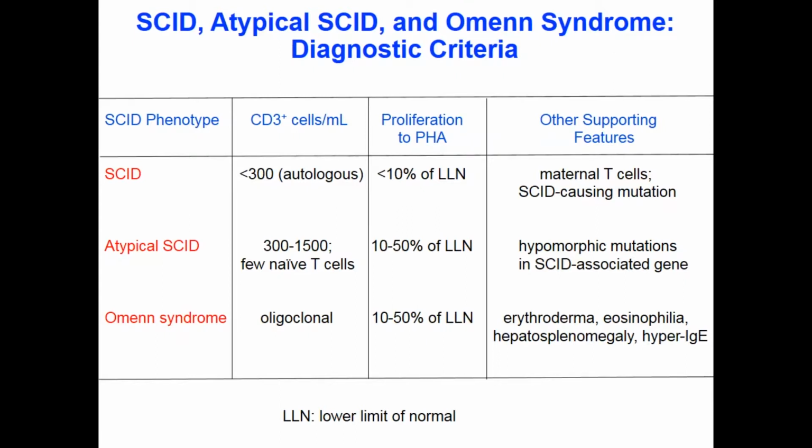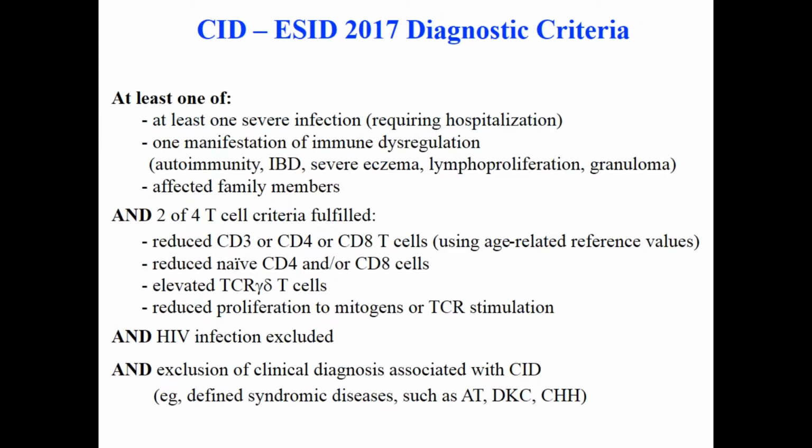Omenn syndrome is a very typical and different picture where you have generalized skin rash. You do have quite a number of T cells. These are the patient's own T cells, but they are very restricted in their diversity of the repertoire, so they only recognize few pathogens, few antigens. Their proliferative response can be variable, again, more in the range of the atypical SCID. And they also have other features like an increased number of eosinophils. They often have enlarged lymph nodes, big spleen, large liver, and elevated IgE.